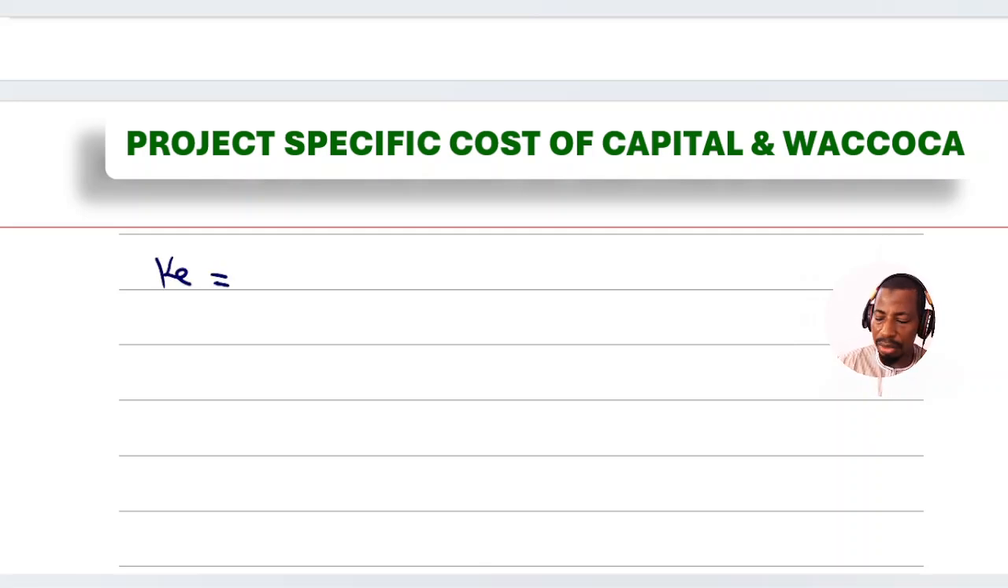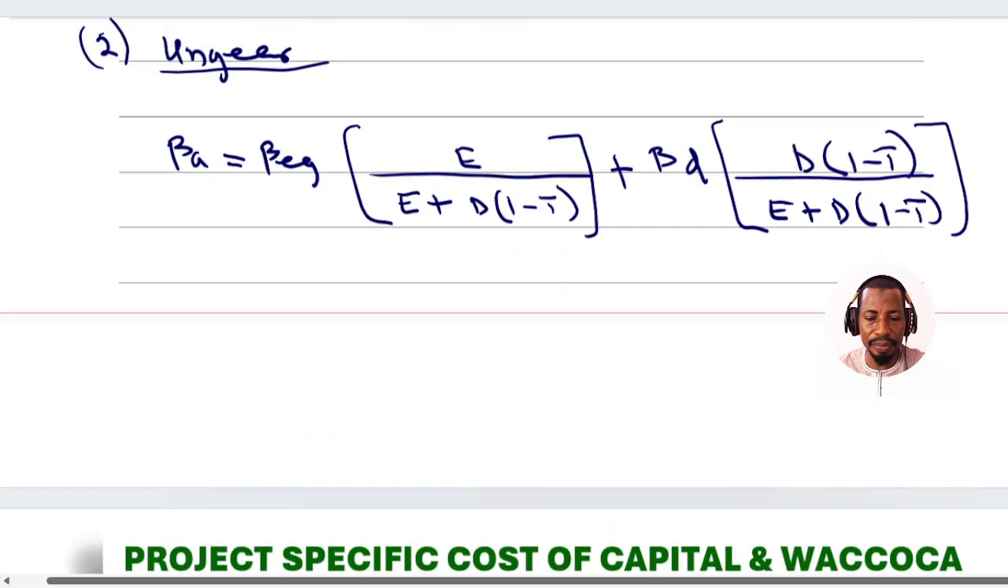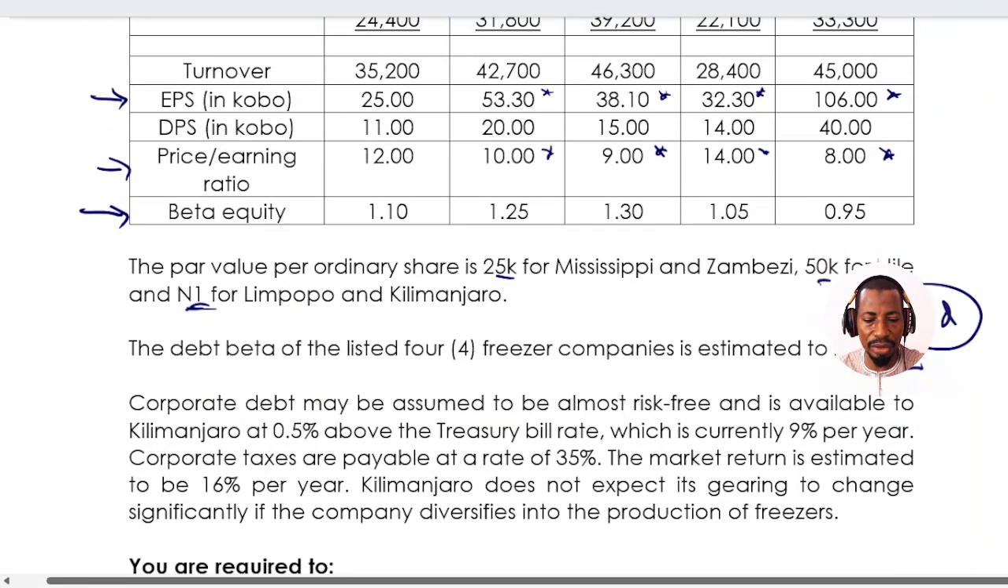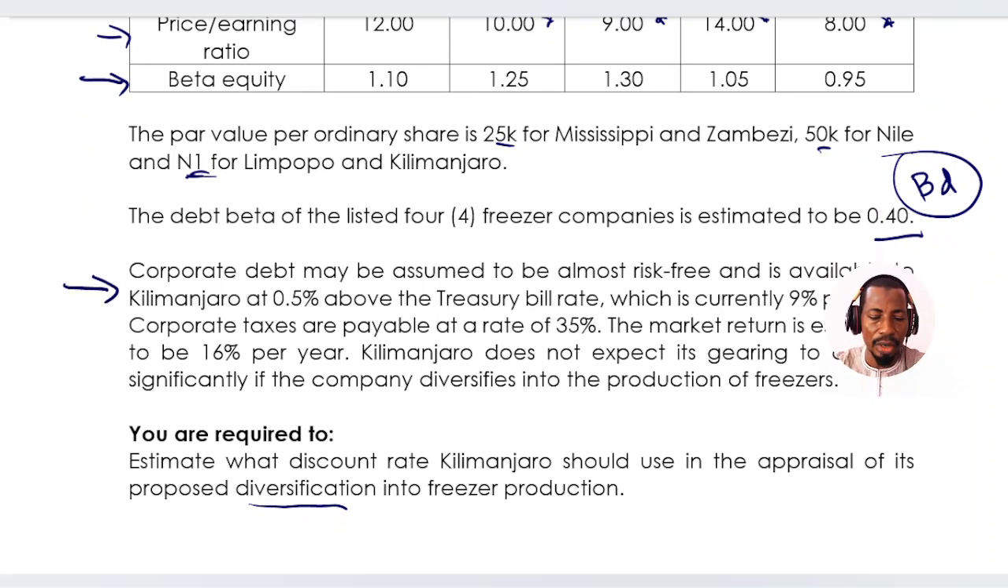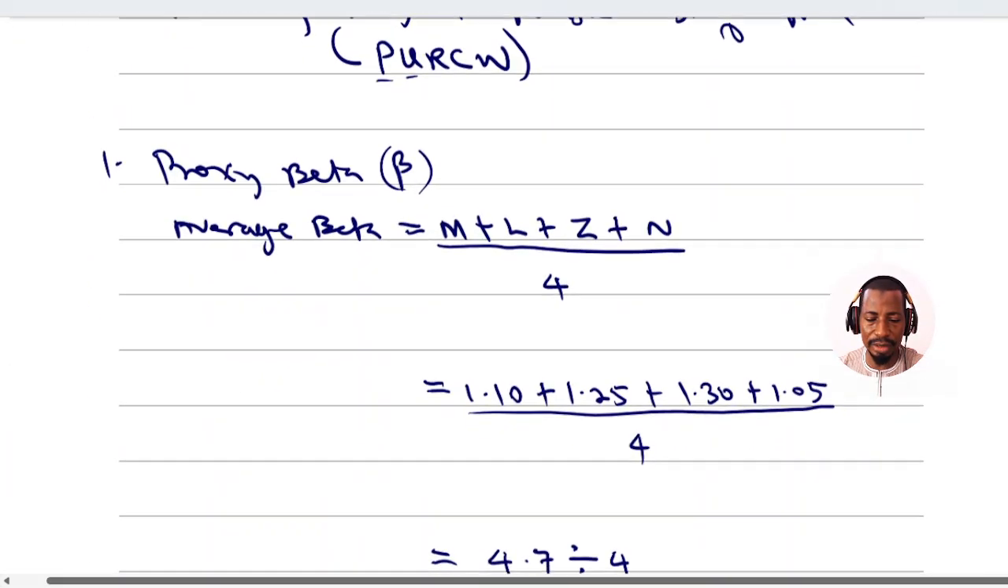KE will then be equal to the risk-free rate of return according to the question. Let's go back to the question. What's the risk-free rate of return? We are told that corporate debt may be assumed to be almost risk-free and is available to Kilimanjaro at 0.5% above the treasury bill rate, which is currently 9% per year. So the treasury bill rate is 9%. But KD, the cost of debt, is 0.5% above the risk-free rate of return of 9%. That means KD is 9.5%. So let's continue. 9% is the risk-free rate of return.